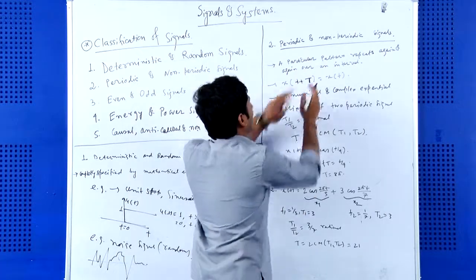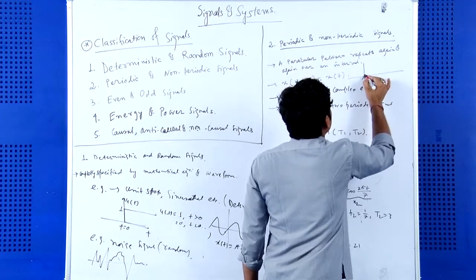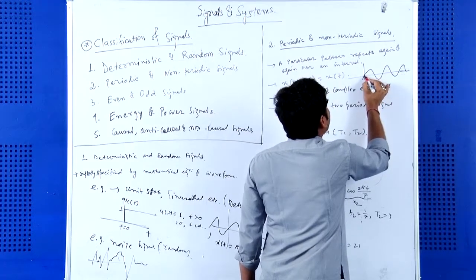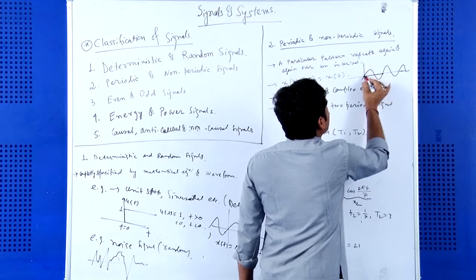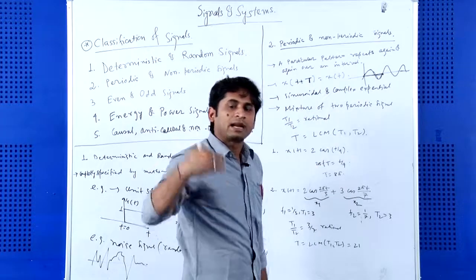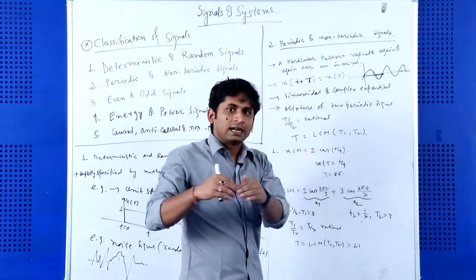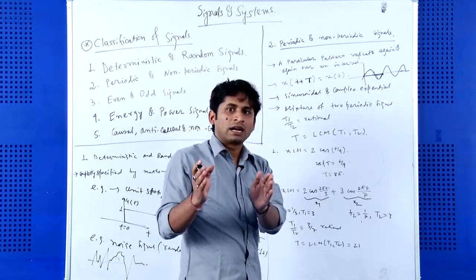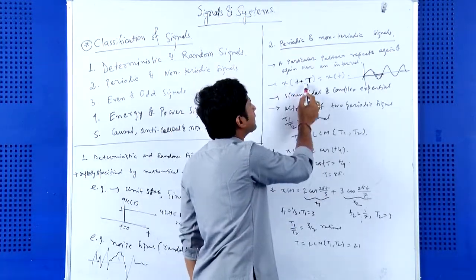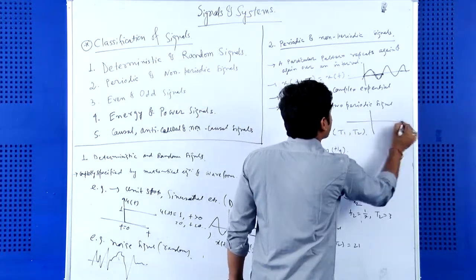So as an example, let us consider a sinusoidal signal. Any sine signal, this is a sine signal. From this point t equal to 0 to this point, this particular pattern repeats every time. So a particular pattern which repeats over a particular interval again and again, that is the periodic signal. In this case, x(t plus T) is equal to x(t). Another example we can take, let us consider this one.